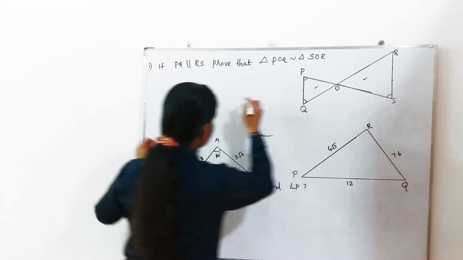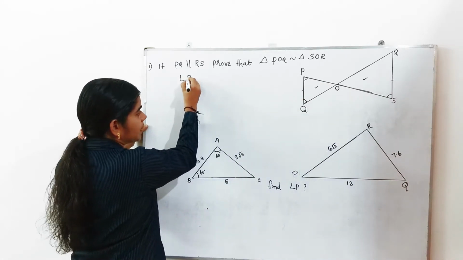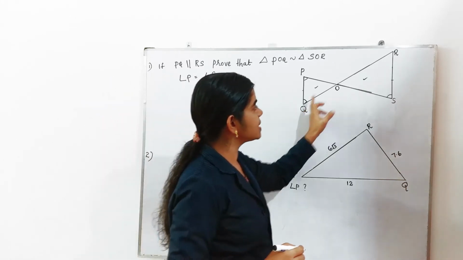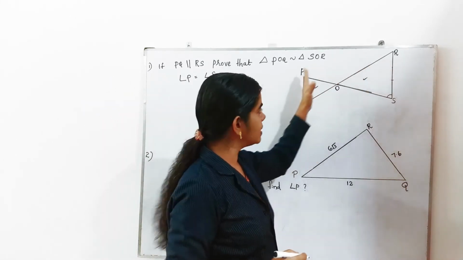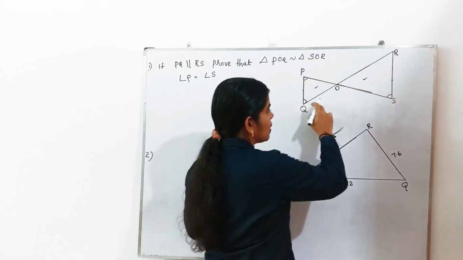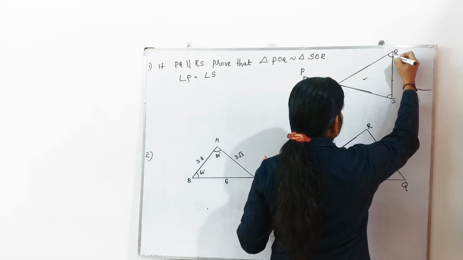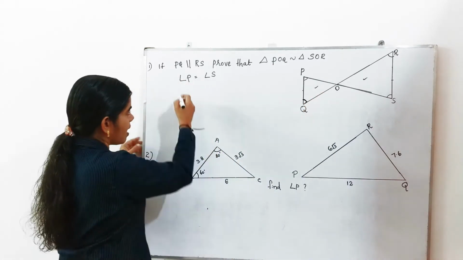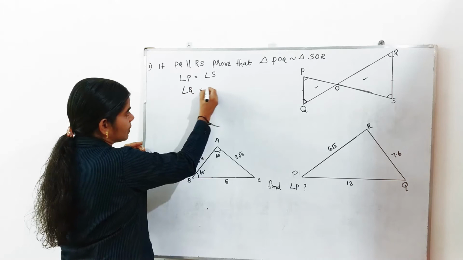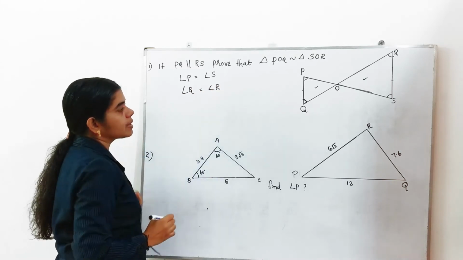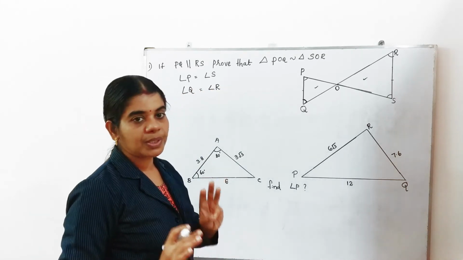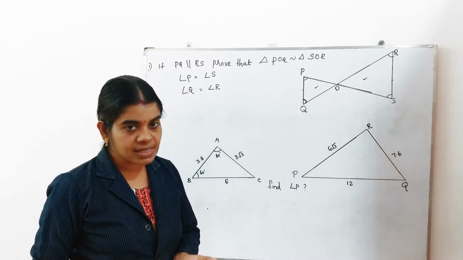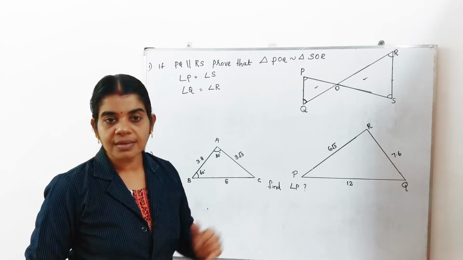Then we can write angle P equal to angle S. Next, angle Q is equal to angle R. Again, these two are parallel lines, QR is a transversal. So angle Q is equal to angle R. Now you have two angles equal. Then we can say by similarity that the two triangles are similar.